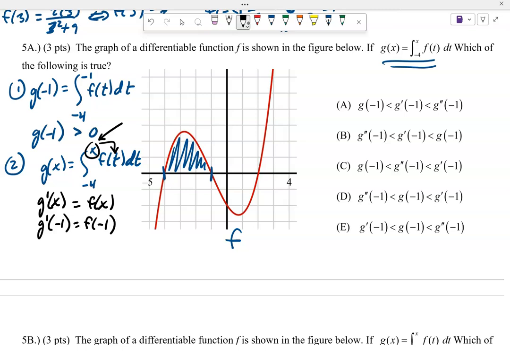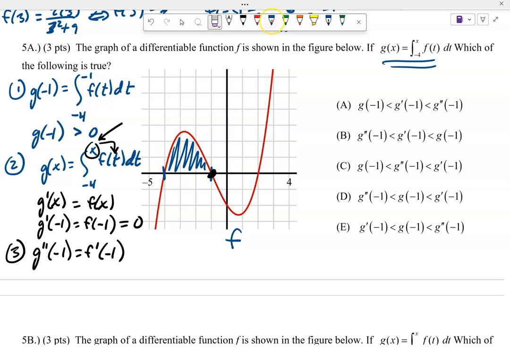Okay, let's find f of negative 1. F of negative 1 is right there. F of negative 1 is 0. Okay, so I know g of negative 1 is positive. I know g prime of negative 1 is 0 because it's the same as f of negative 1. And now number 3, if I take its derivative, so g double prime of negative 1 would be the first derivative at negative 1. Well, let's look at the graph. What's the first derivative at negative 1? Well, the first derivative of f is the slope of the tangent line.